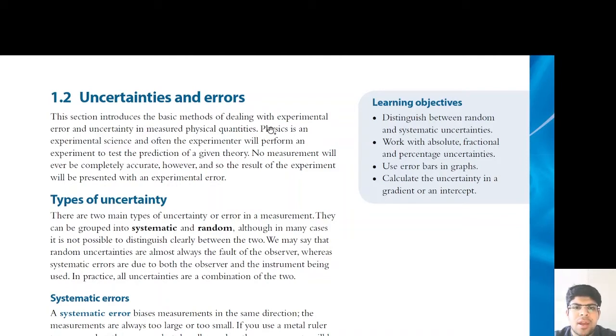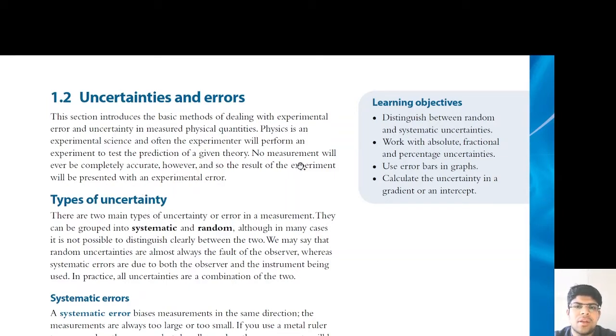Of course, like many physicists and many people, they do it practically, by doing experiments to prove a theory. So no measurement will ever be completely accurate. The result of the experiment will be presented with an experimental error. There can be many answers, and we are not sure whether all of them are accurate or not. So there are some uncertainties or errors in them.